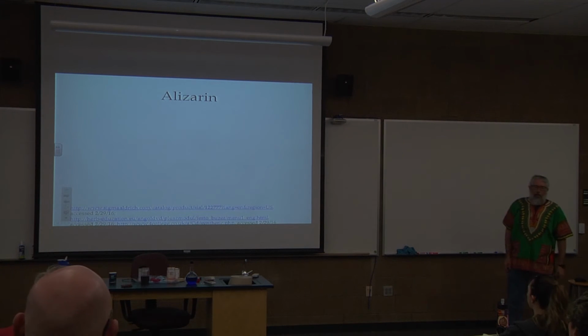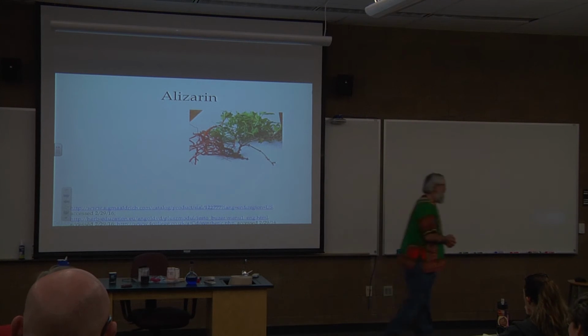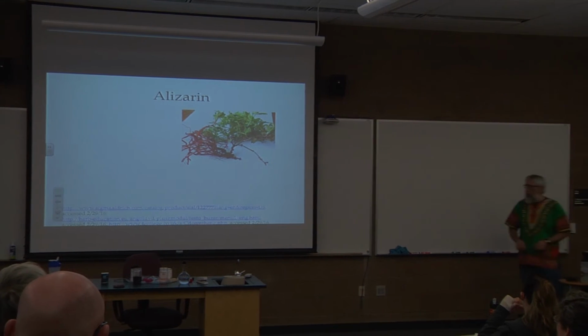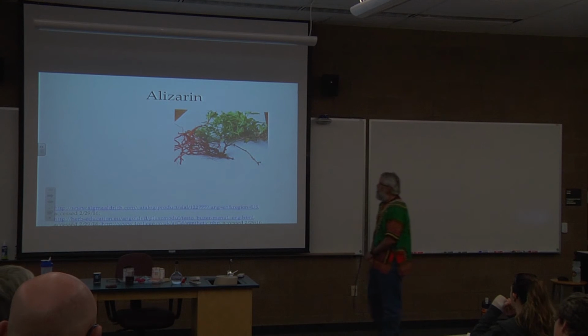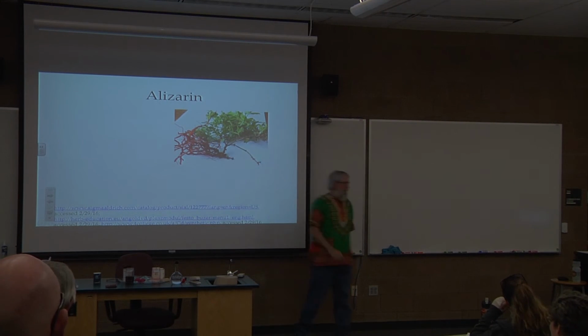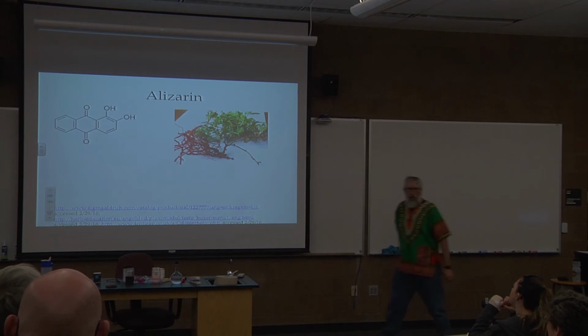Alizarin. Alizarin is a really interesting natural dye that comes from the root of the madder plant. And I do have somewhere the name of that. It's something rubium, I think. Rubia tinctorum. So the roots of the madder plant, not the leaves in this case. And they contain the compound alizarin.